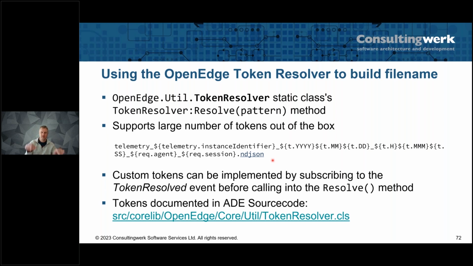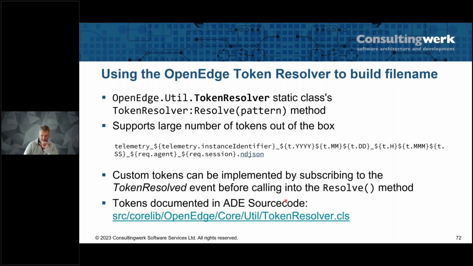resolve curly brace tokens. So it says, okay, I'm going to resolve request.agent because I know how to do that. That's standardized, timestamps are standardized, etc. And you can also plug into the resolver using strongly typed events, pub sub, or subscriptions to say, well, telemetry instance identifies not a piece of data that Progress knows anything about. That's a thing that my application knows about, that the telemetry toolkit knows about.